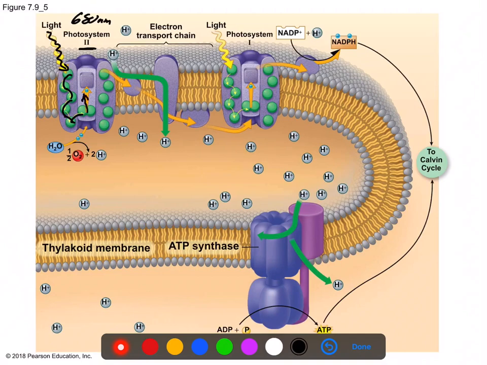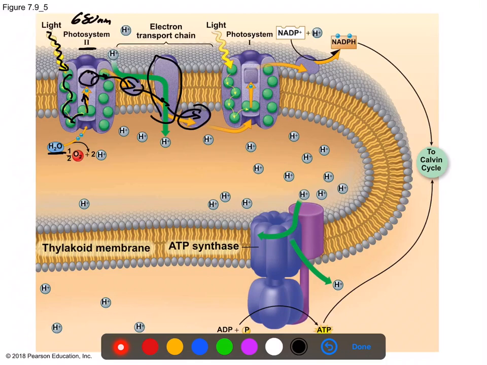From here, the 680 nanometers energy is used to excite an electron. There's the electron being excited, or electrons. It's actually 2 electrons, right? The 2 electrons that came from water. And those electrons are then picked up by a primary electron acceptor. That's right here. And then that primary electron acceptor is going to lose its electrons to the electron transport chain.